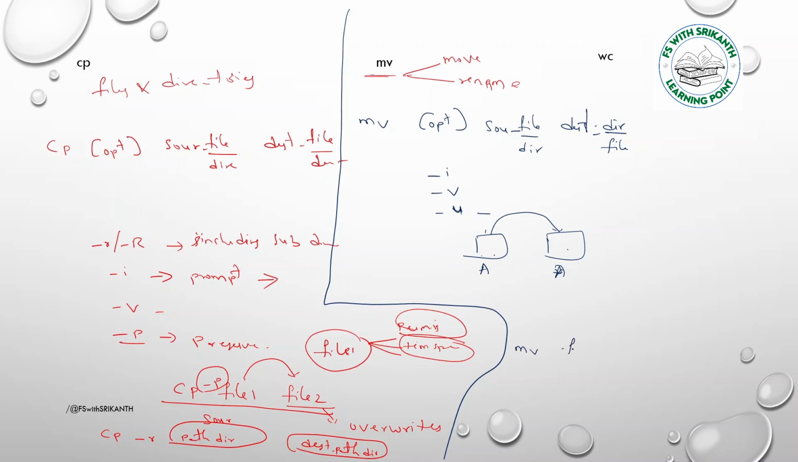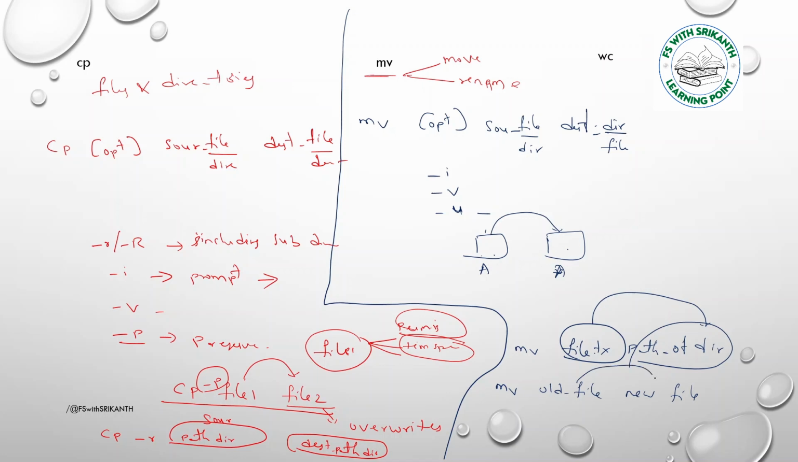So how do you forward your file? Like mv file.txt and the path of the directory. This is a file and this is a directory path. Then the file is forwarded to this particular directory. And if you want to rename, mv old file and new file. Then this file name will be changed. And for prompting, mv -i, it takes a permission, like file and directory location. It will move the file to the directory.